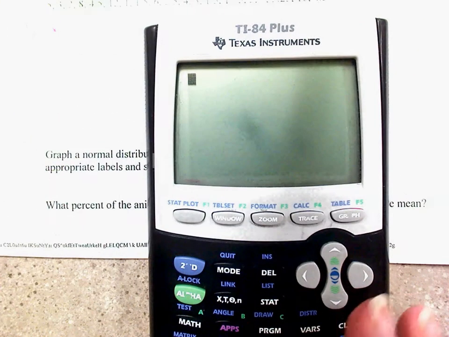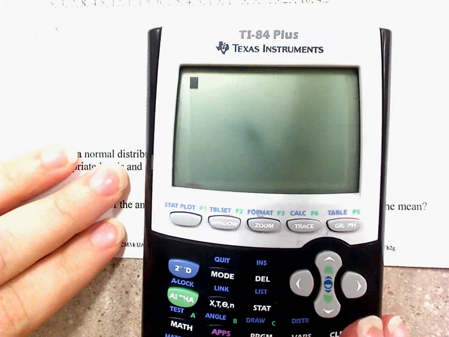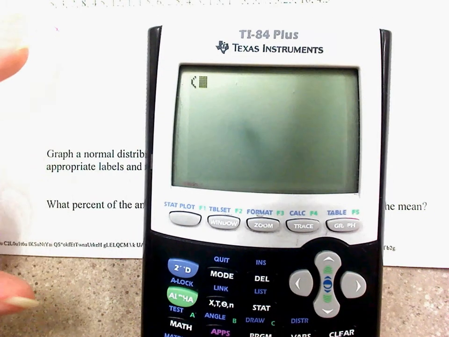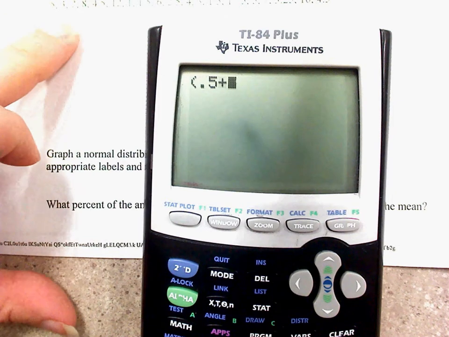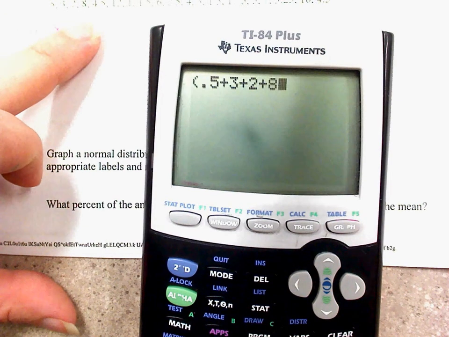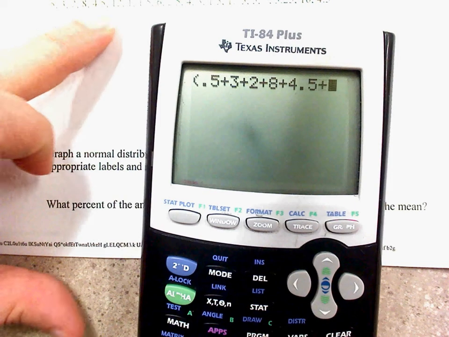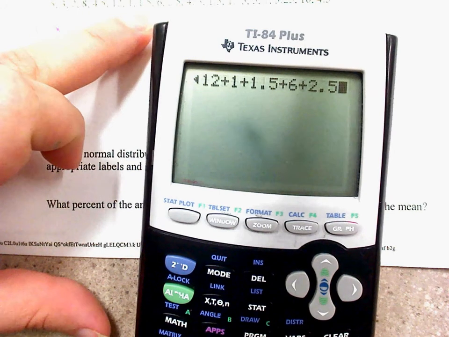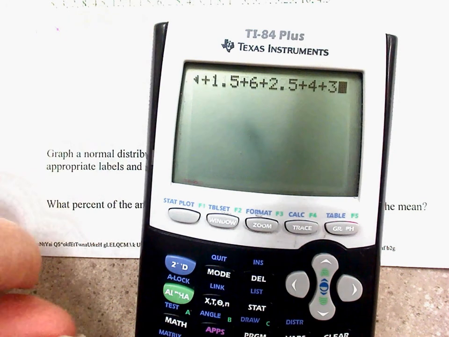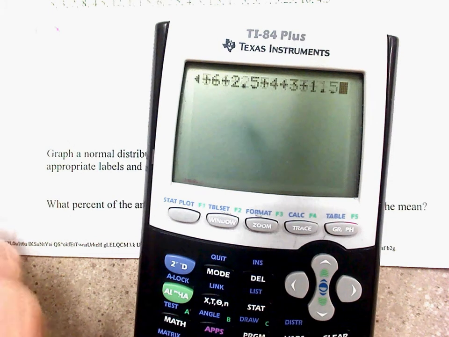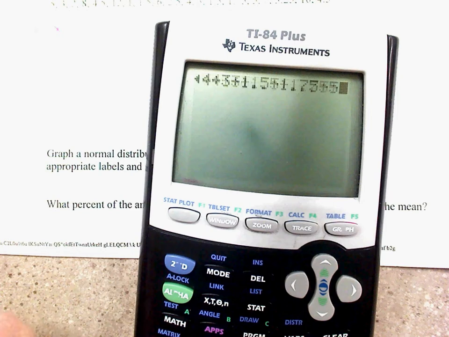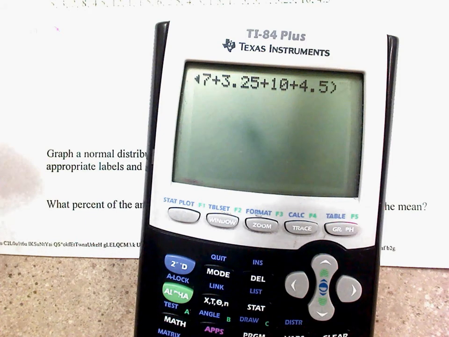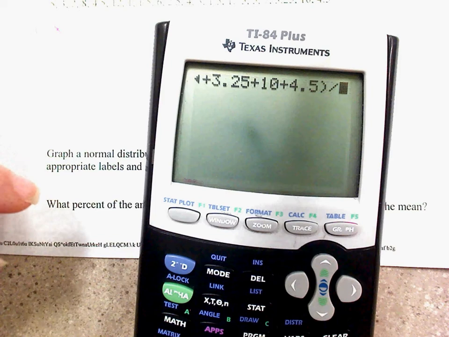How many points are there? Have you counted? I'm pretty sure there's 19. So 0.5 plus 3 plus 2 plus 8 plus 4.5 plus 12 plus 1 plus 1.5 plus 6 plus 2.5 plus 4 plus 3 plus 1.5 plus 1.75 plus 5 plus 7 plus 3.25 plus 10 plus 4.5. Should be like 80. It is 81. Divided by what?